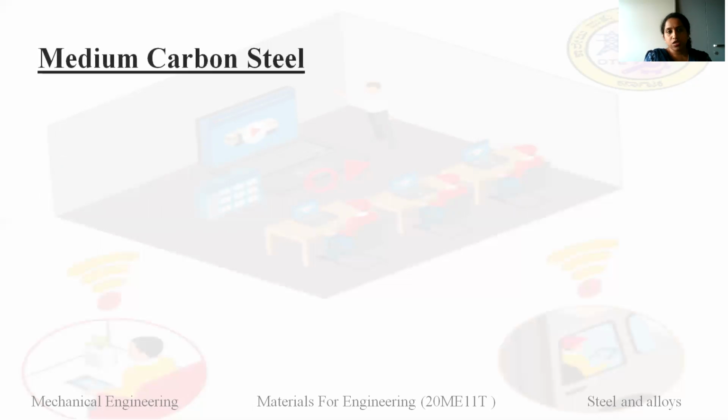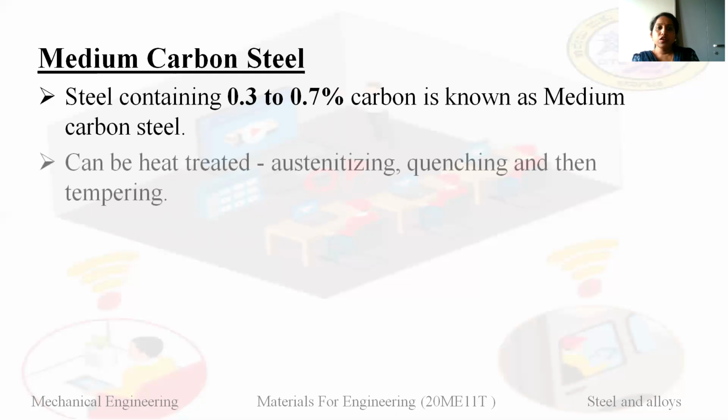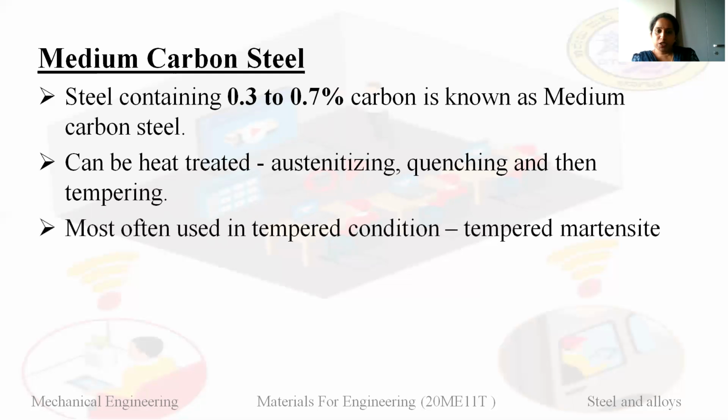In this session, we are going to discuss medium carbon steel. It comes in the middle range. In low alloy, there are three categories: low carbon steel, medium carbon steel, and high carbon steel. Steel containing 0.3 to 0.7% of carbon is known as medium carbon steel. It is heat treated by austenitizing, quenching, and then tempering. That is the heat treatment process.